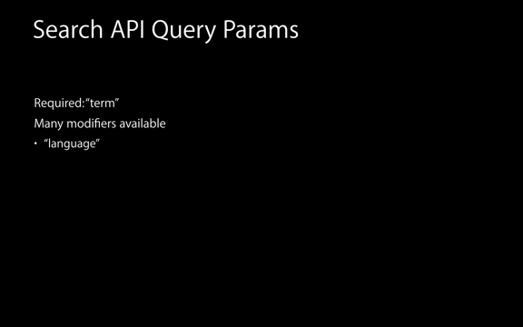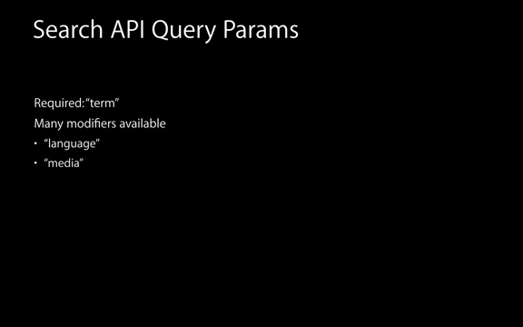So the language query parameter allows you to specify the localization of the response. So let's say you're searching in Canada for a piece of content, but you know you want to localize it to French. You can pass in language equals FR and get a result back in French.